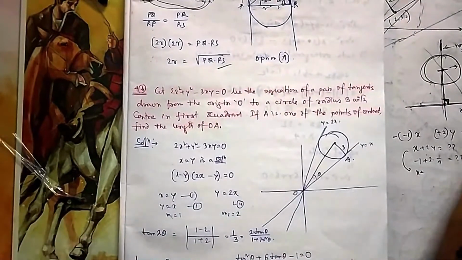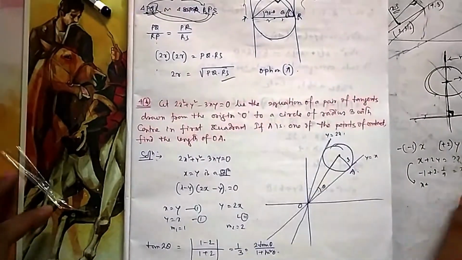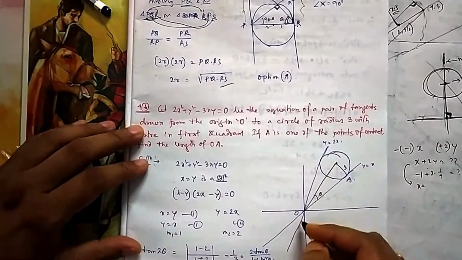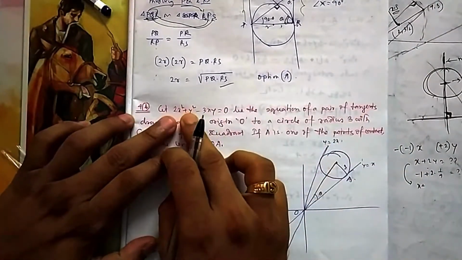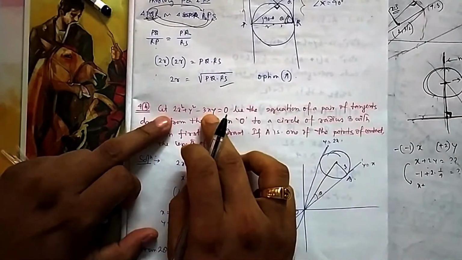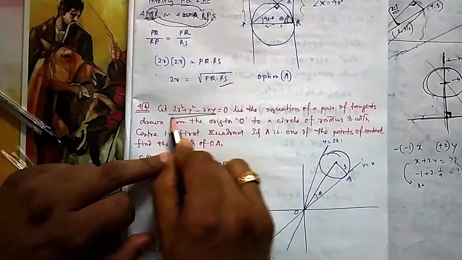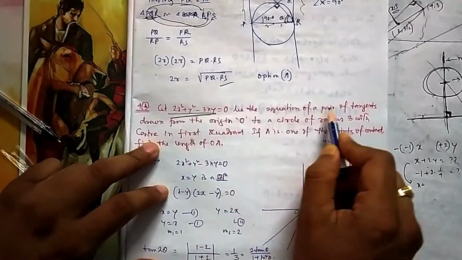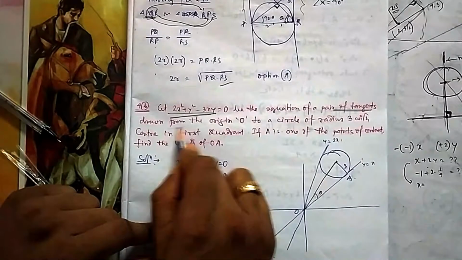What they are asking here, let 2x square plus y square minus 3xy be the equation of the pair of tangents drawn from the origin. From the origin you are drawing two. This is the equation for the pair of tangents. That means pair of lines. This is the equation. You can see 3xy, because in a circle there should not be 3xy. So it is representing a pair of lines. These are the equation of pair of tangents, two tangents drawn from the origin.